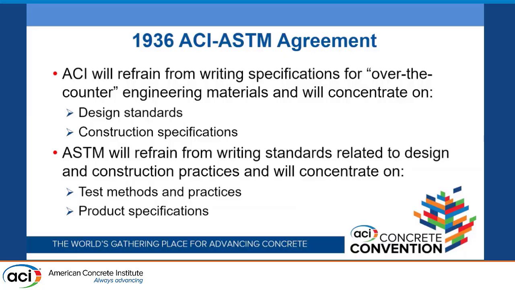Both of them are procedures for doing something. A test method gives you a test result, whereas a practice is just a procedure, like practice for making cylinders, ASTM C31. It's a standard practice. There's no test result, but it's a standardized procedure for doing something.